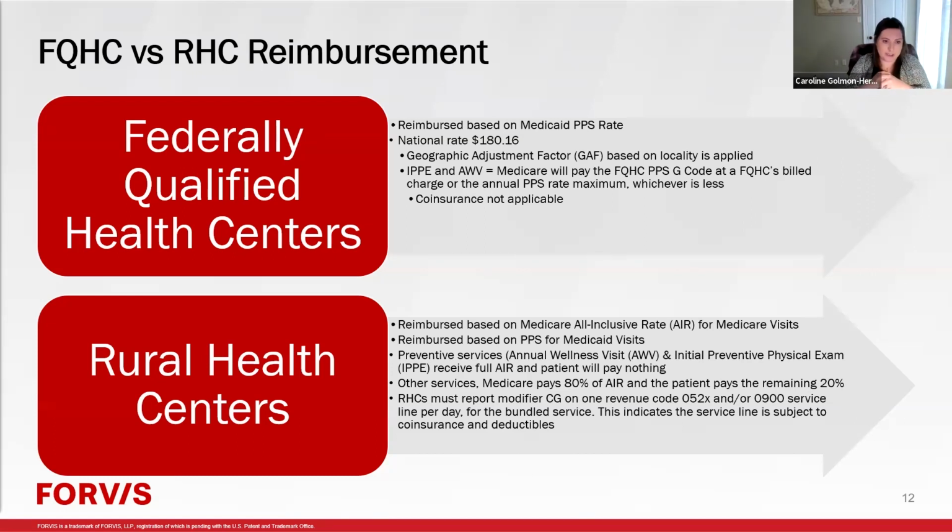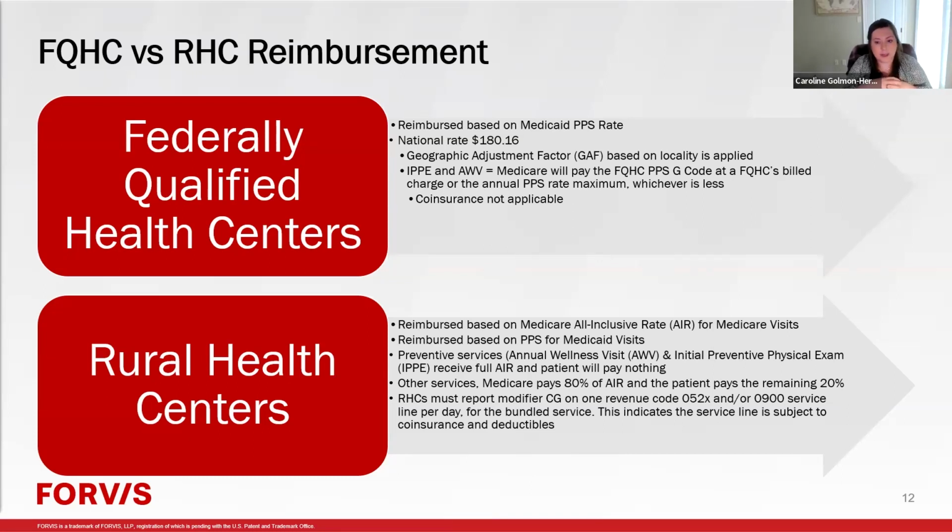So the national base rate is 180. For those IPPEs and AWVs, Medicare will pay the FQHC PPS G code at an FQHC's billed charge or the annual PPS rate maximum, whichever is less. Important to note there: they pay whichever is less, not whichever is more. In those instances of IPPEs and AWVs, the coinsurance is not applicable.